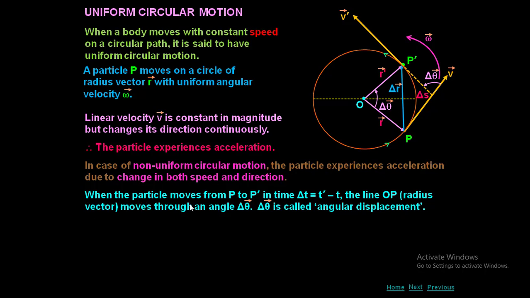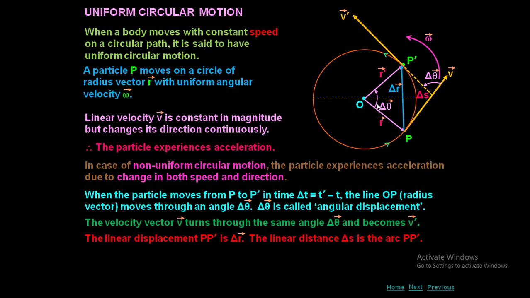When the particle moves from P to P dash in time delta t equal to t dash minus t, the line OP, that is the radius vector, moves through an angle delta theta bar. Here delta theta bar is called angular displacement. So when the particle moves along the curved path, the radius vector sweeps an angle, and that displacement is called angular displacement. The velocity vector turns through the same angle delta theta and becomes v dash bar at point P dash.